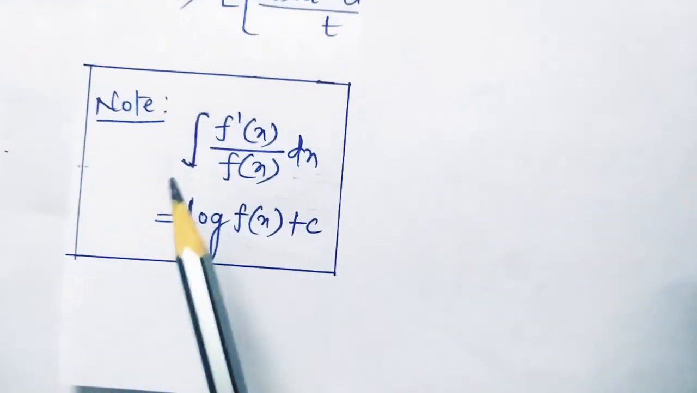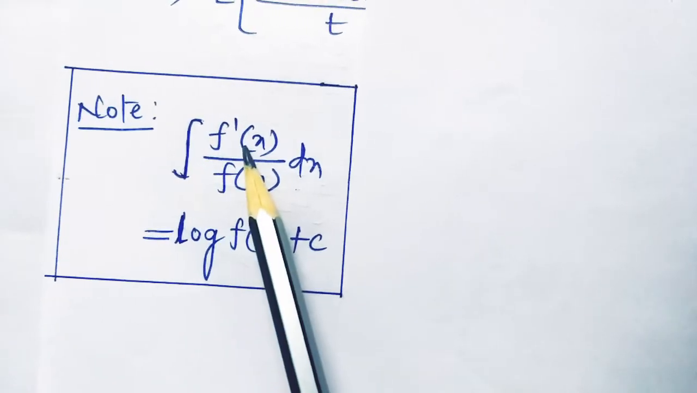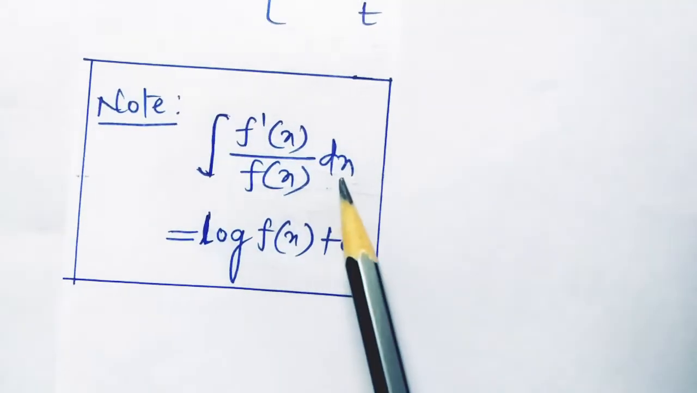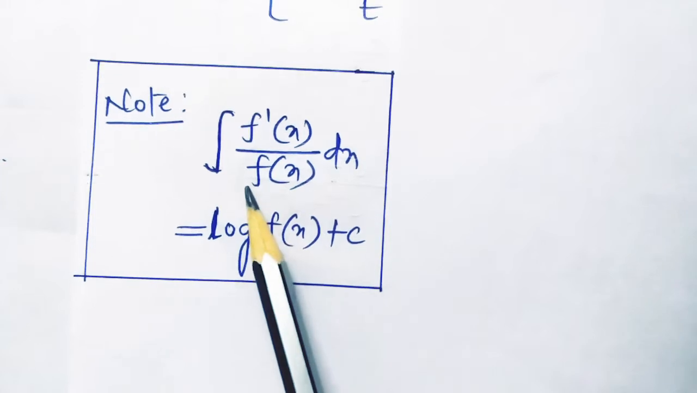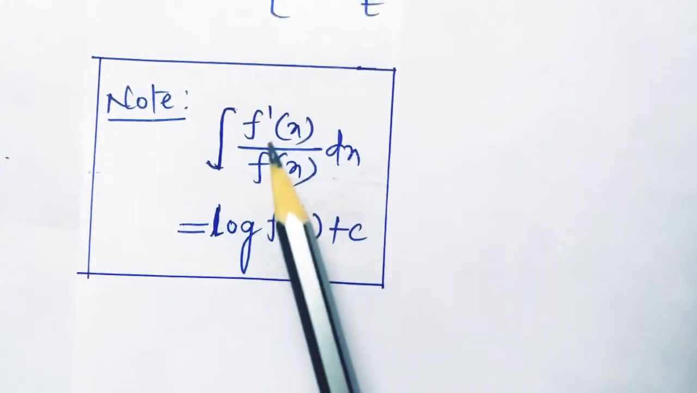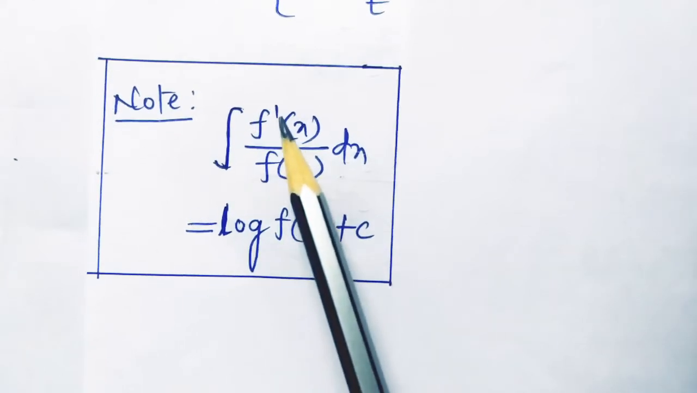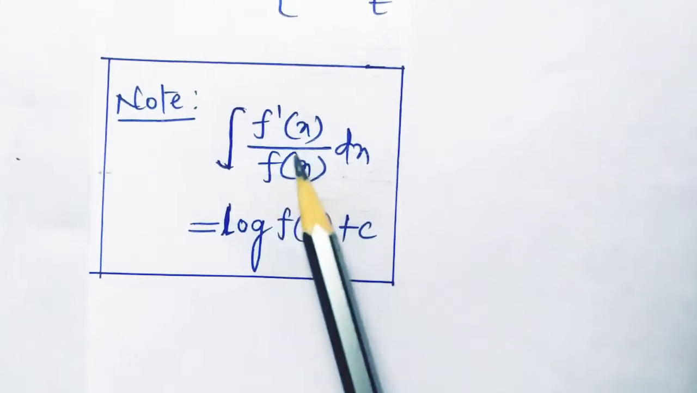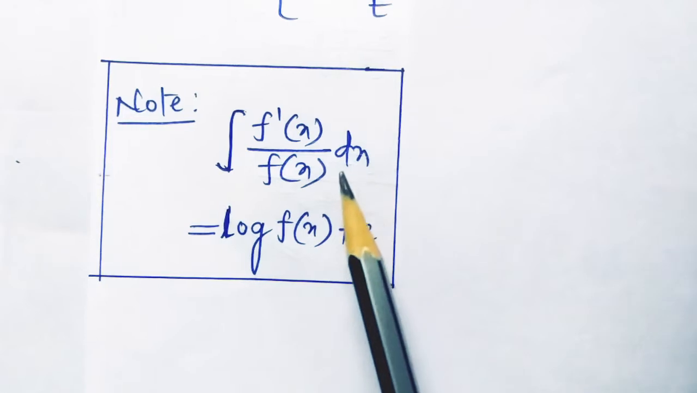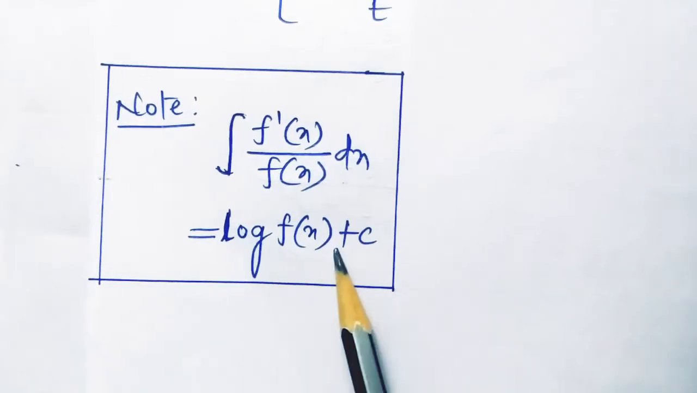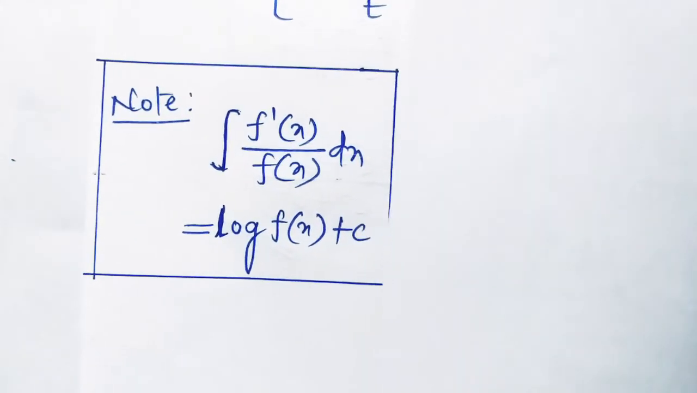So here, the integration of f dash of x divided by f of x dx. That means the denominator f of x is a function and the numerator is its derivative. So whenever we come across the derivative of the function divided by the original function dx, that is equal to log f of x plus constant of integration.